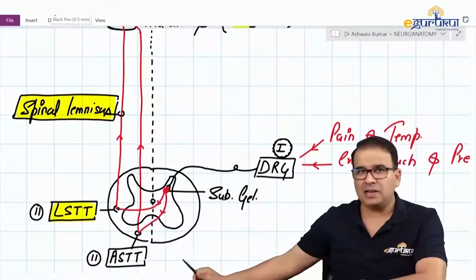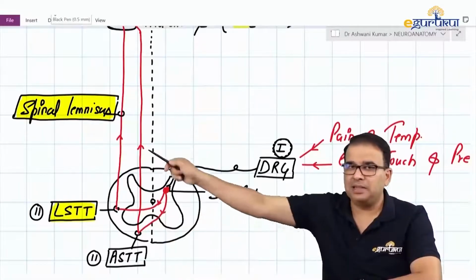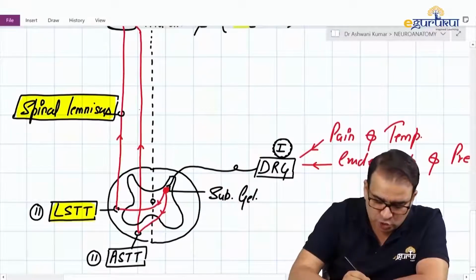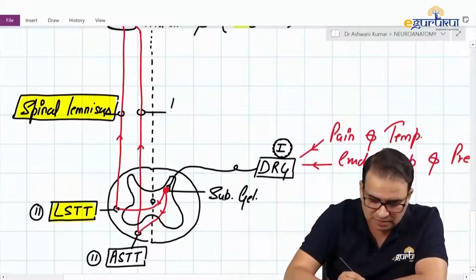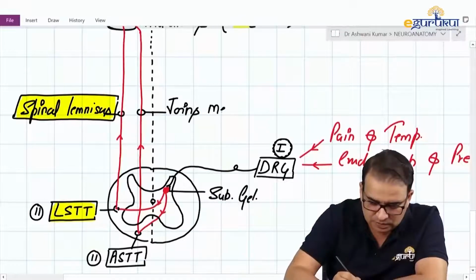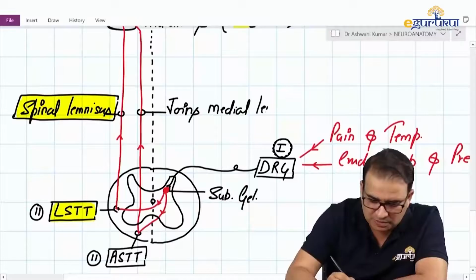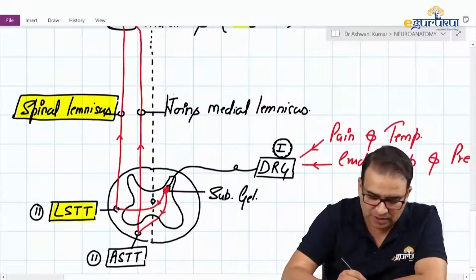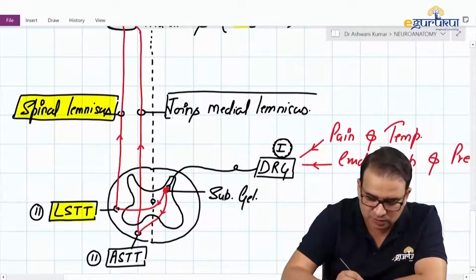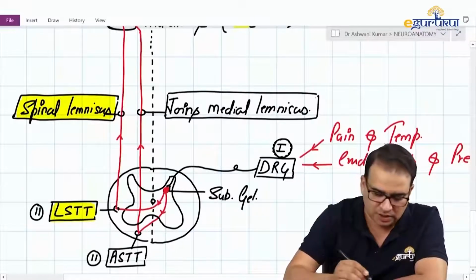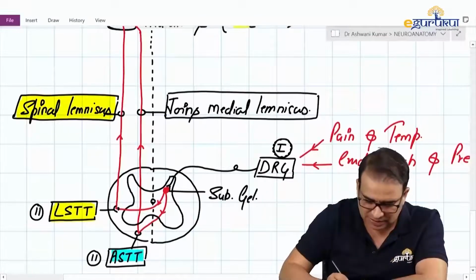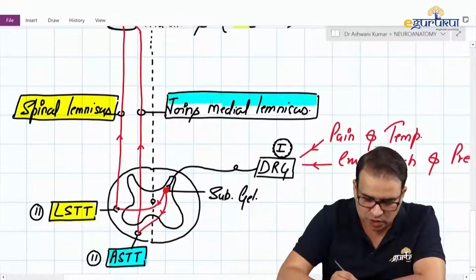On the other hand, the anterior spinothalamic tract ascending in the brainstem is going to join the lemniscus called the medial lemniscus. And I'm writing this, guys, joins. It joins the medial lemniscus. That means this is not the only tract forming the medial lemniscus. There is some other tract also. It is just a part of it. The anterior spinothalamic tract carrying crude touch and pressure is going to join the medial lemniscus.